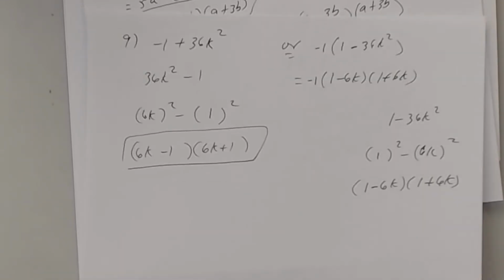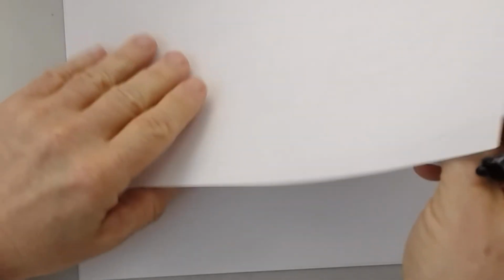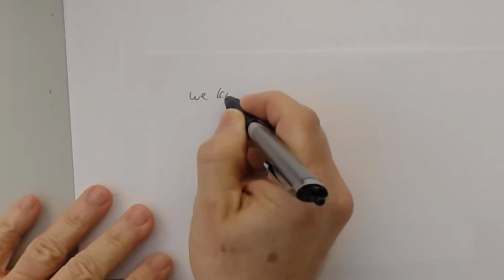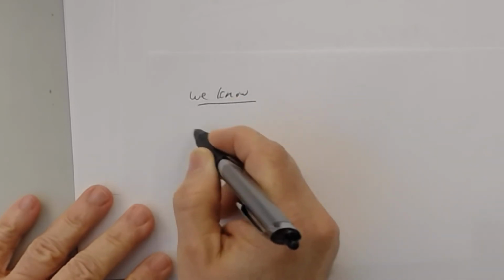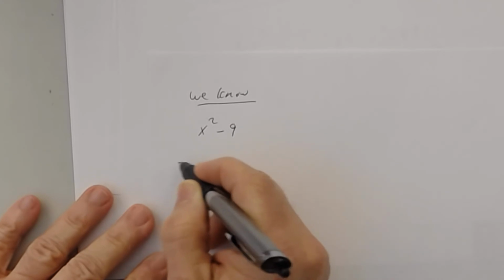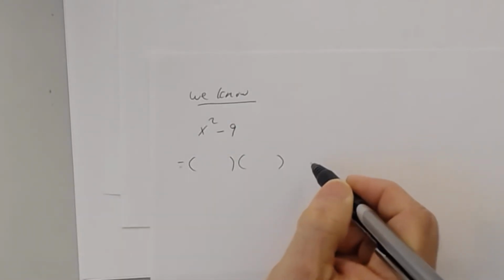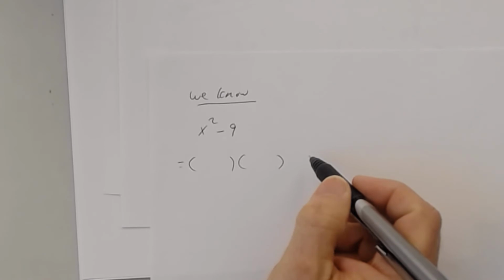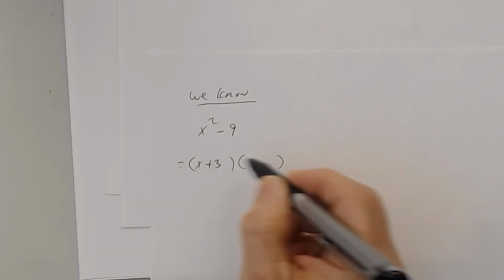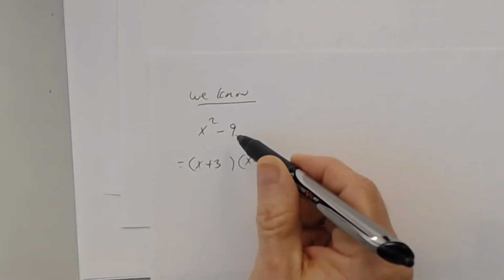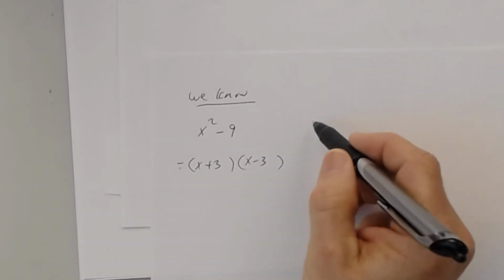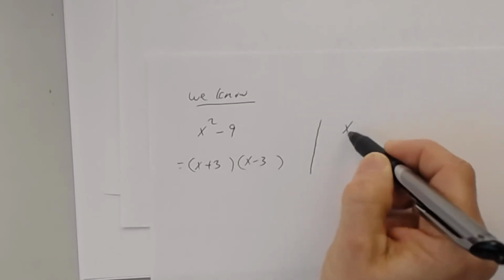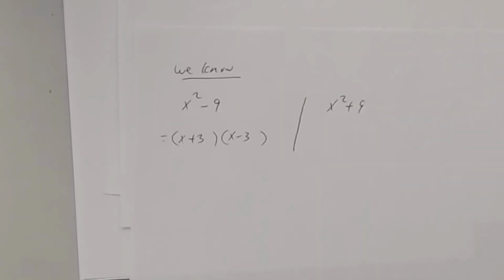Now, I want to ask you this, though. All right, so we know this. That x squared minus 9 I can factor as how? X plus 3, x minus 3. Because this is the difference of two squares, isn't it? But what about this? X squared plus 9. How would you factor that one? So we know that x squared minus 9 I can factor as x plus 3 times x minus 3. What about that one? What do y'all think?